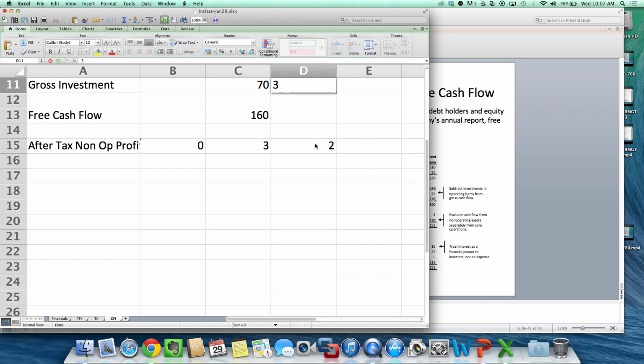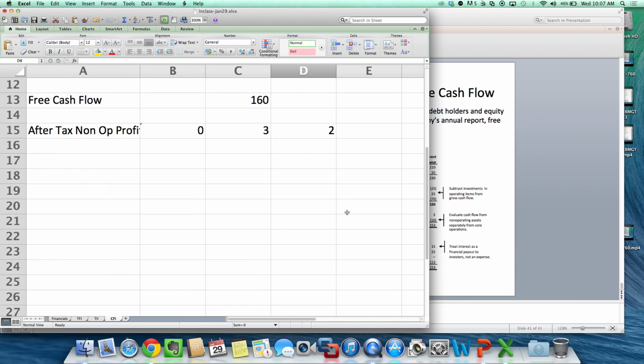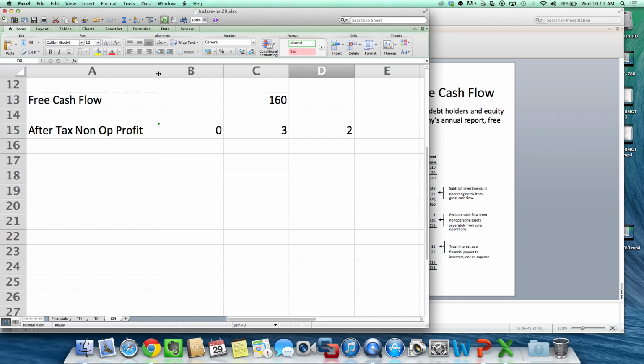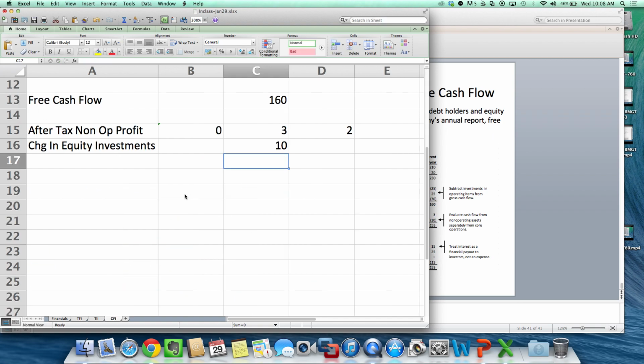It's consistent with my labeling here. That's the cash profit after tax that we make for the income statement. Balance sheet. Change in equity investments. Equity investments went from 15 to 25, they went up by 10.